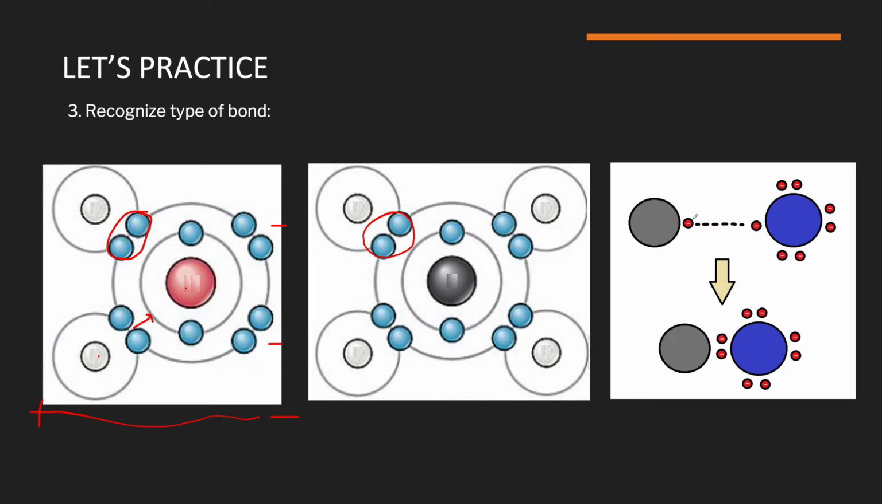Okay, and then here you're seeing that this electron is completely jumping ship, and so this would be ionic. Okay, so this would be polar covalent, this would be a non-polar covalent, and this would be ionic.